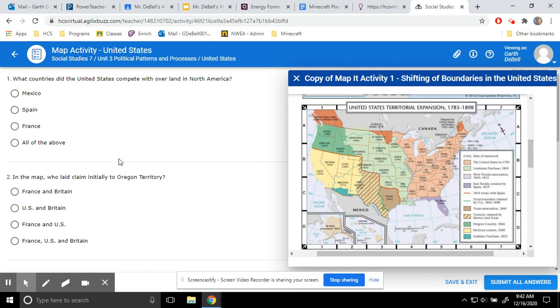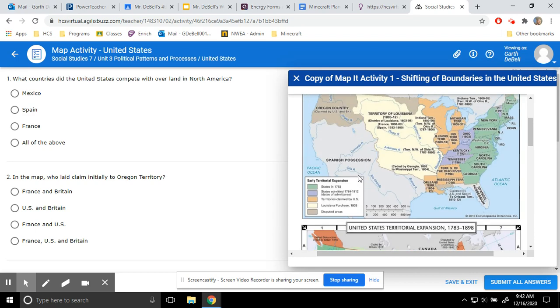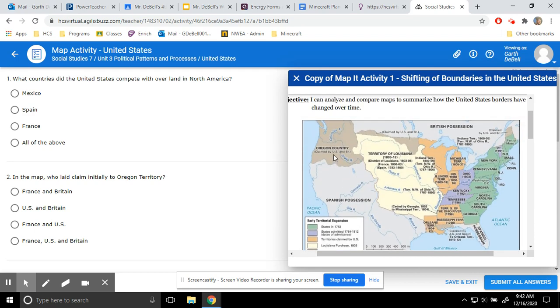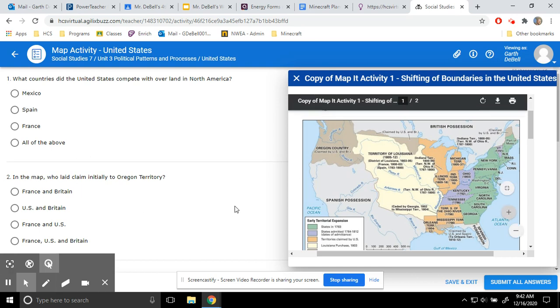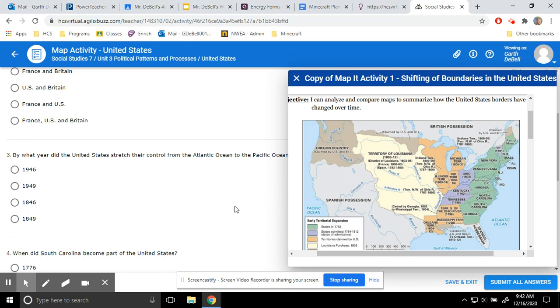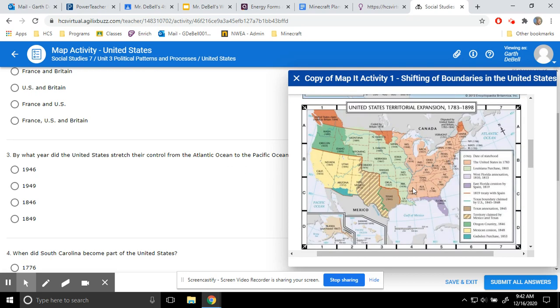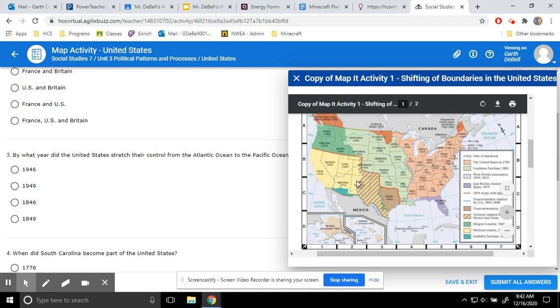In the map, who laid claim initially to Oregon Territory? So up here it says U.S. and then BR. BR stands for Britain, right? So which one of these answers would be right there? By what year did the United States stretch their control from the Atlantic Ocean to the Pacific? Well, we don't control it in this map, so this isn't the map we're going to want to use. But we do in this map, right?